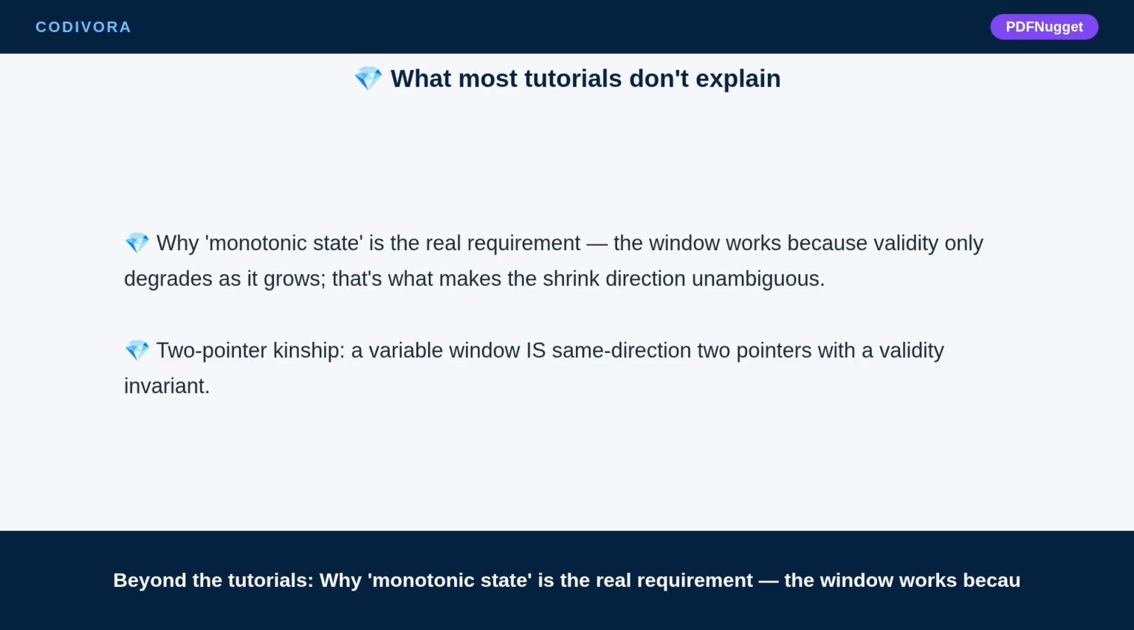And what most tutorials never tell you, why monotonic state is the real requirement. The window works because validity only degrades as it grows. That's what makes the shrink direction unambiguous. Two-pointer kinship: a variable window is, same direction, two pointers with a validity invariant.